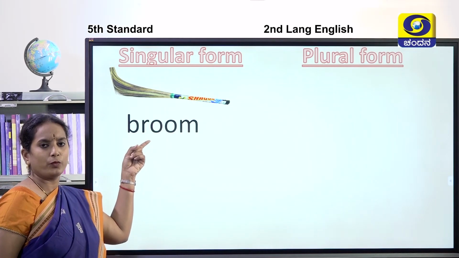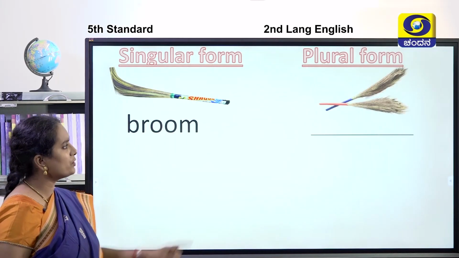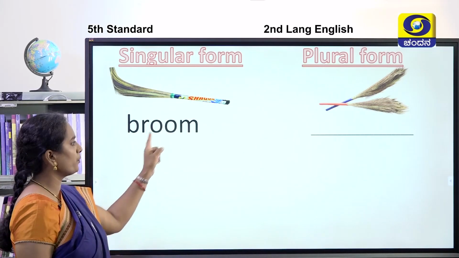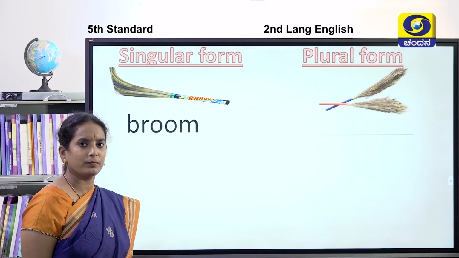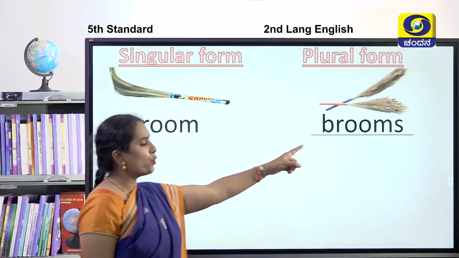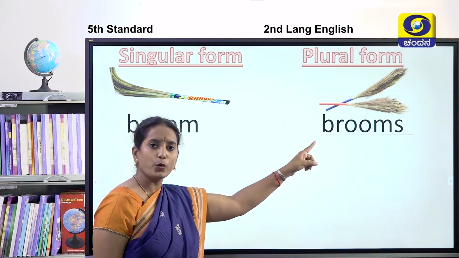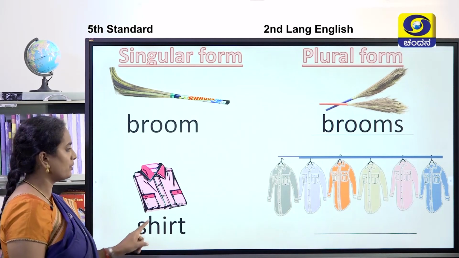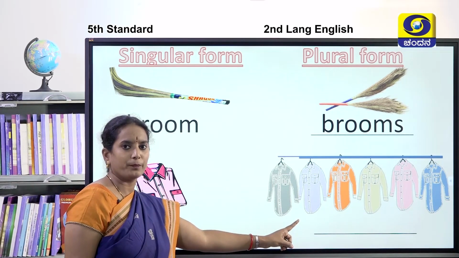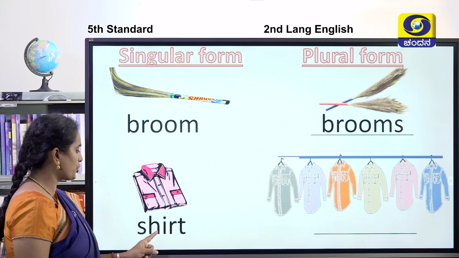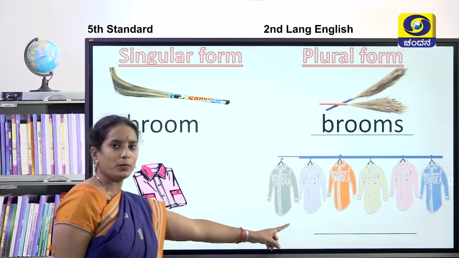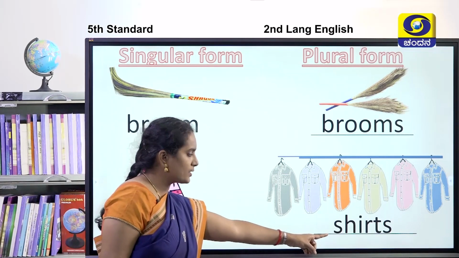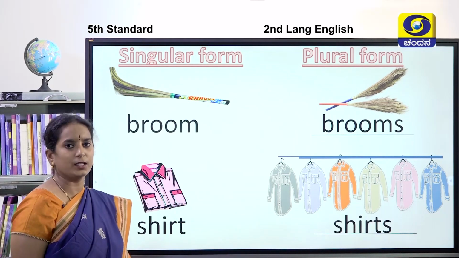This is a broom. What is the word? Broom. Now can you tell me the plural form for this? Broom. What is the plural form? Brooms. It is brooms. Shirt. What is the plural form? Shirts. The plural form is shirts.